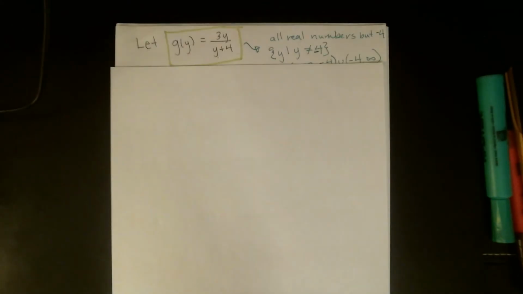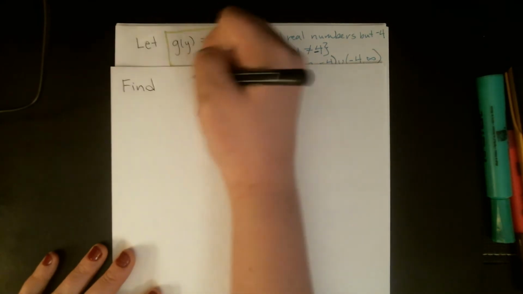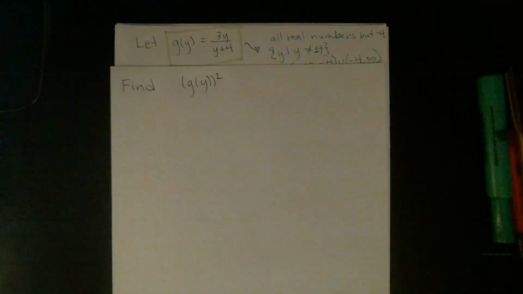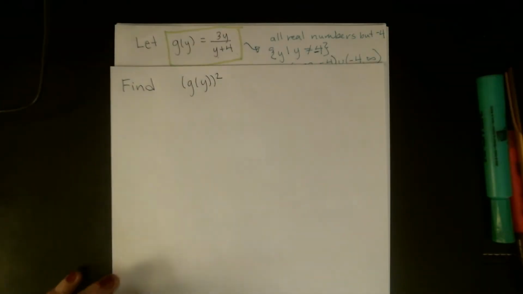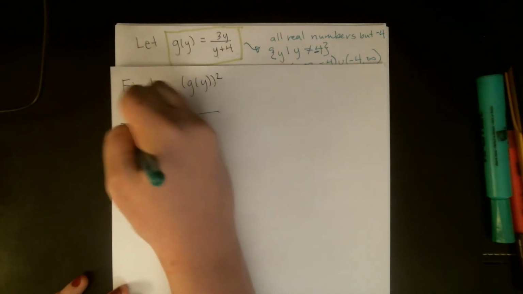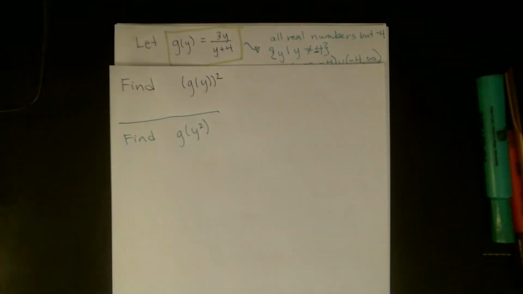So let's see, I'm just going to cover this up so we can see our original function again. There we go. Okay. Let's find g of y squared. And just so you can see where I'm going with this, I want to compare that to finding a g of y squared. So this is that input versus output thing. It's really important that you're clear on when you're messing with your input versus your output.